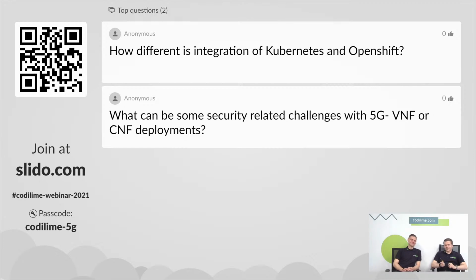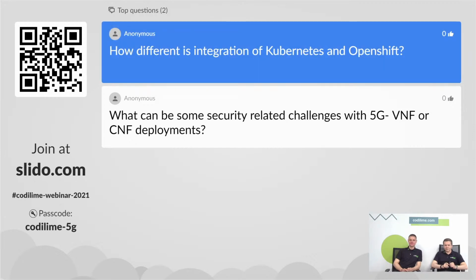Okay. Yeah, go ahead. Okay, thank you. How different is integration of Kubernetes and OpenShift? Okay, that's an interesting question because I worked a lot on that actually.